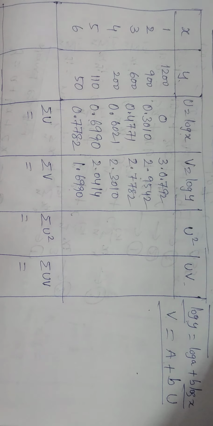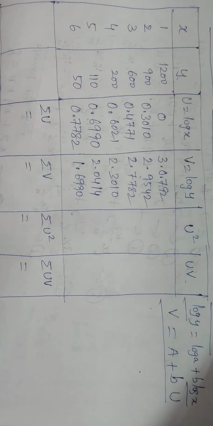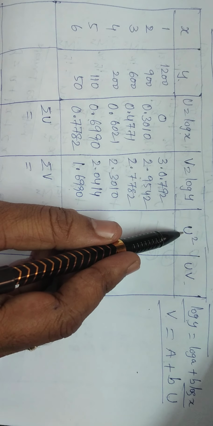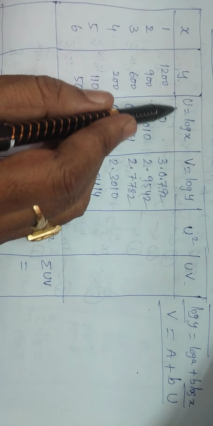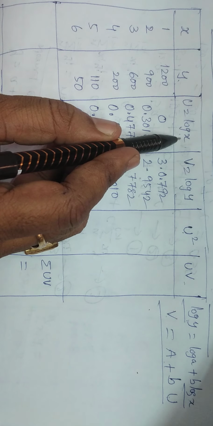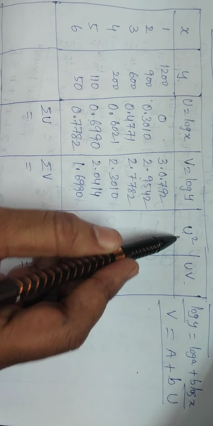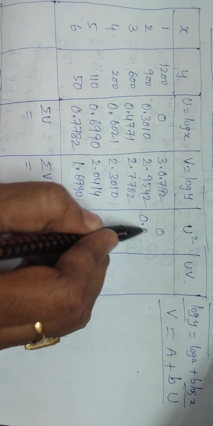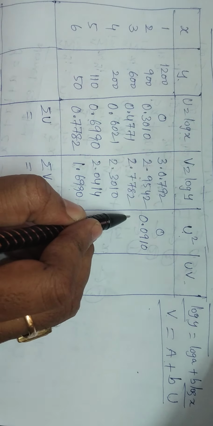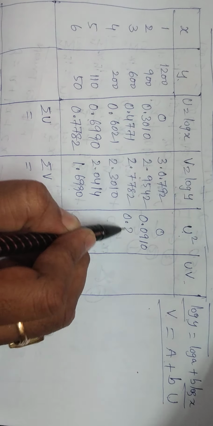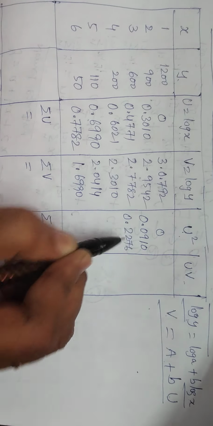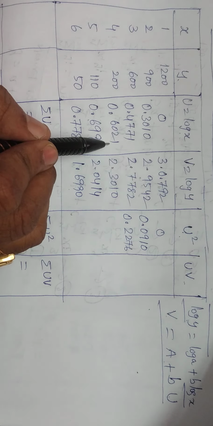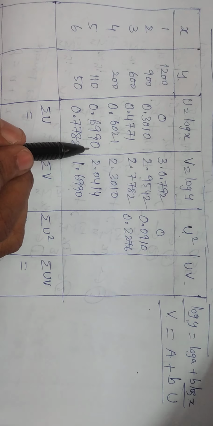Now you have to calculate u square, not xi square. u square means the u is equal to log x, which you have to square. So u square is 0.3010 whole square, which is 0.0906, and then I note the values here: 0.2276, which is 0.4771 whole square, then 0.6021 whole square, and 0.6990 whole square.